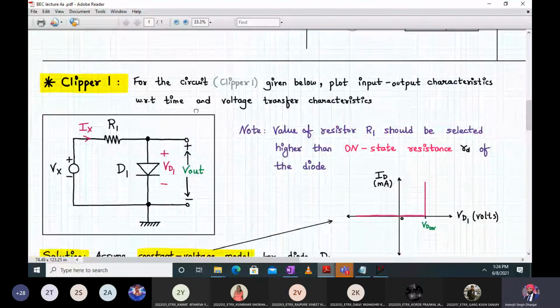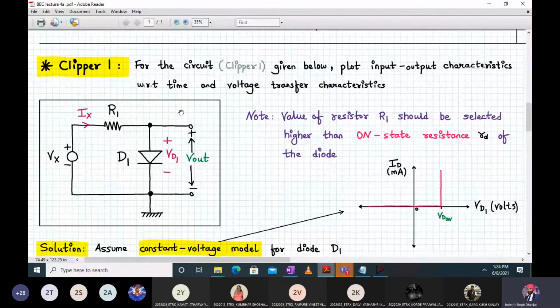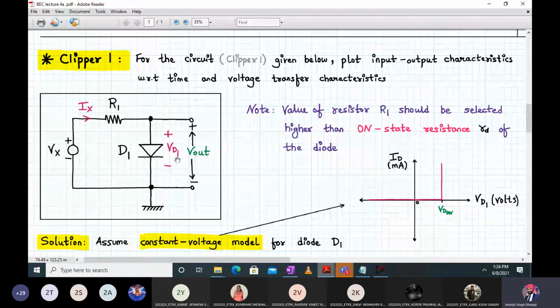Now let us go to clipper number one. For the circuit given below, plot the input and output characteristics with respect to time and the voltage transfer characteristics. This is the clipper circuit given to us. We have an input supply Vx. The current flowing through the circuit is Ix, and we have a resistor R1 and the diode D1. The voltage across the diode is VD1, and this is my output voltage.